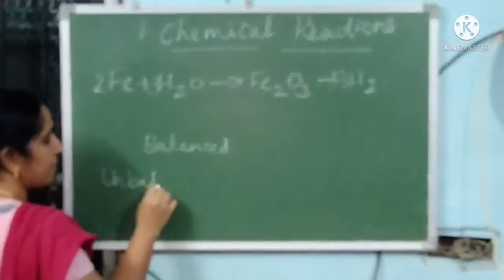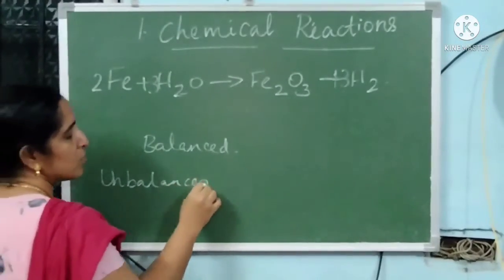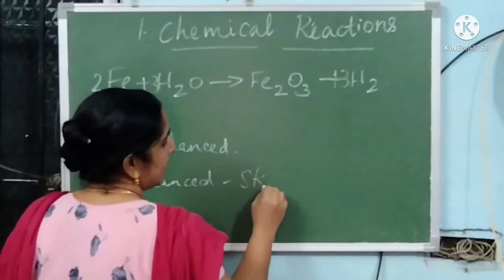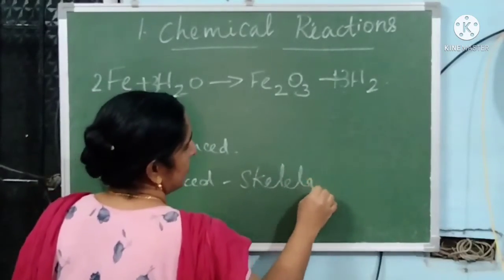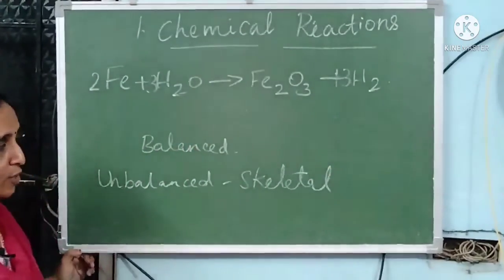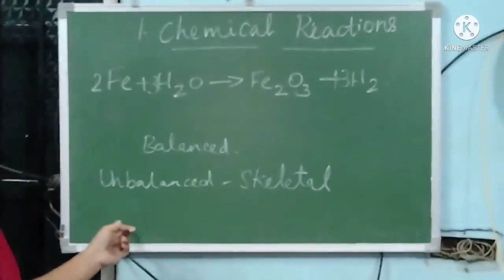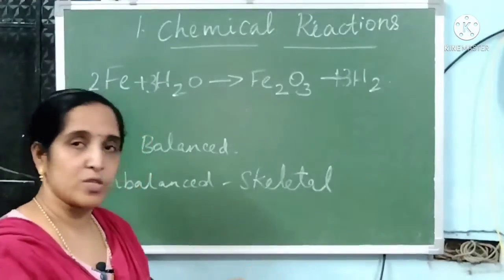Unbalanced equations are also called by another name. Unbalanced equations are also called skeletal chemical equations.